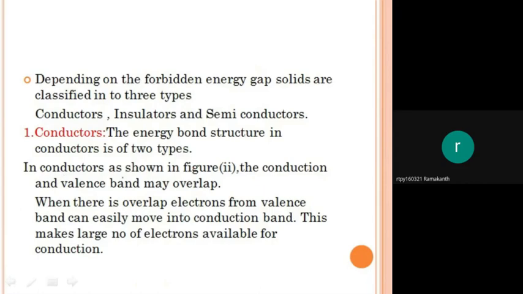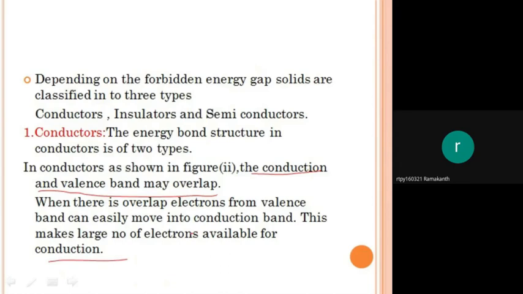Already I explained. In some conductors, the conduction band and valency band may overlap, as in magnesium. When there is an overlap, electrons from the valency band can easily jump into the conduction band. So a large number of electrons are available for conduction, and hence the conduction takes place.